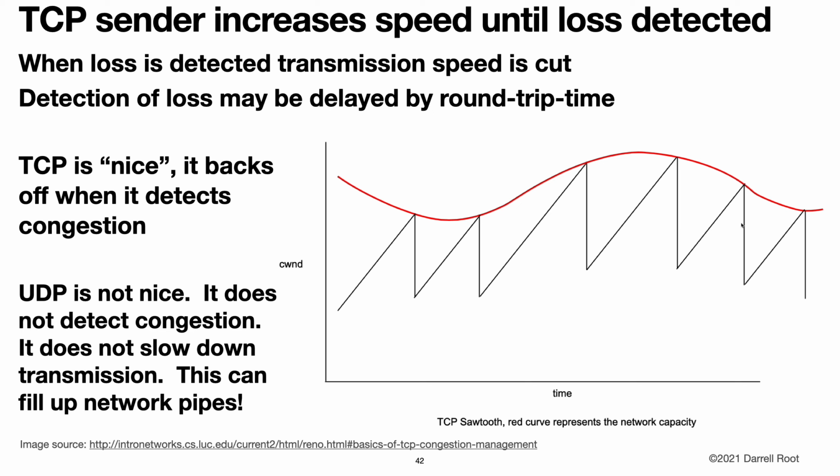Conversely, UDP is not nice. UDP does not detect congestion. It does not slow down transmission. And so using UDP for bulk data transmission can fill up network pipes.